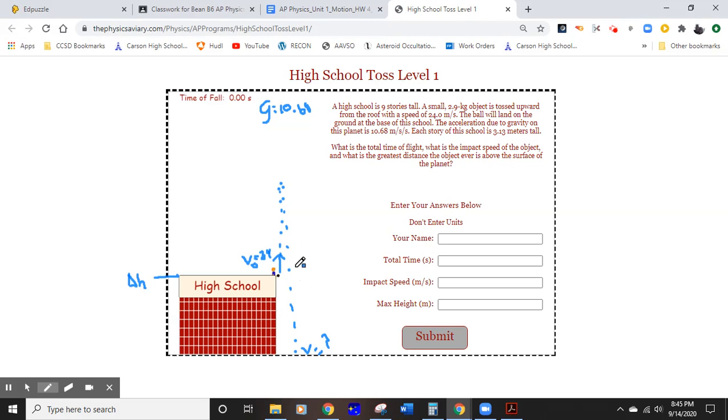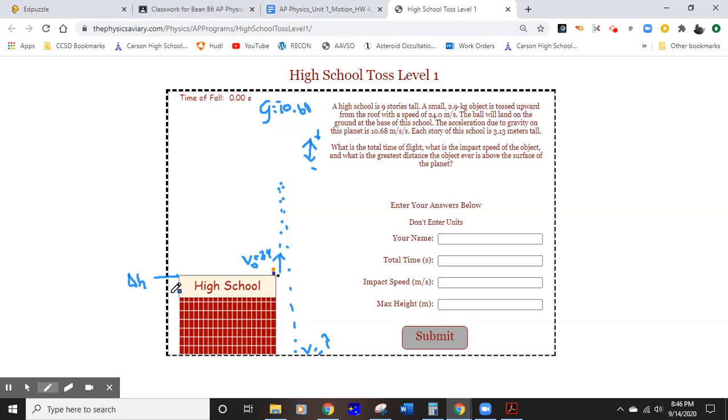Now, since the ball is being tossed upward, we will take up to be positive. Therefore, going down is going to be negative. Therefore, g here is going to take on a negative value, negative 10.68, because it's going downward. Going down is negative.